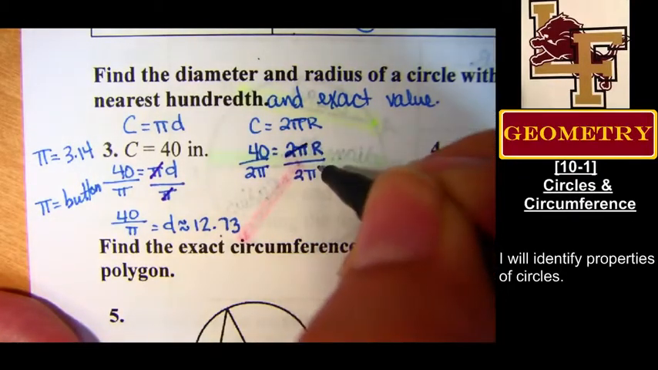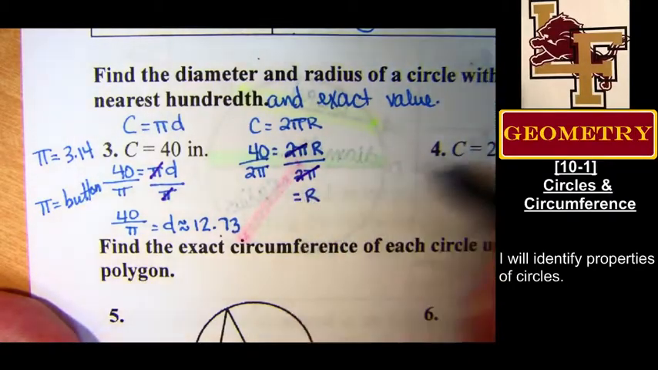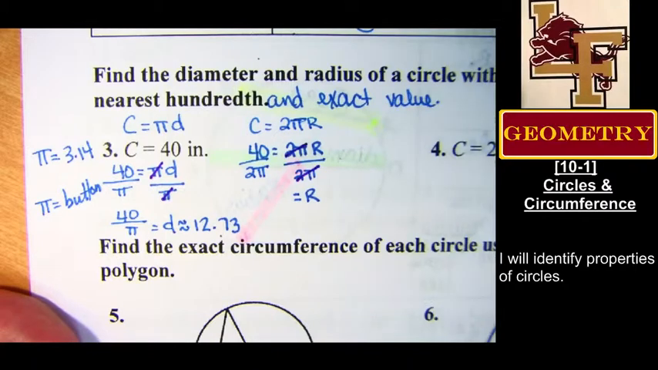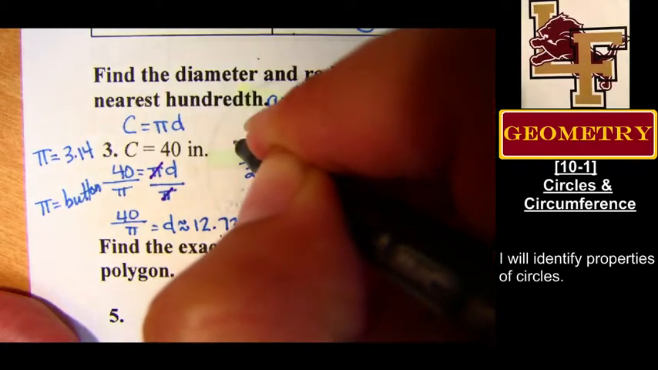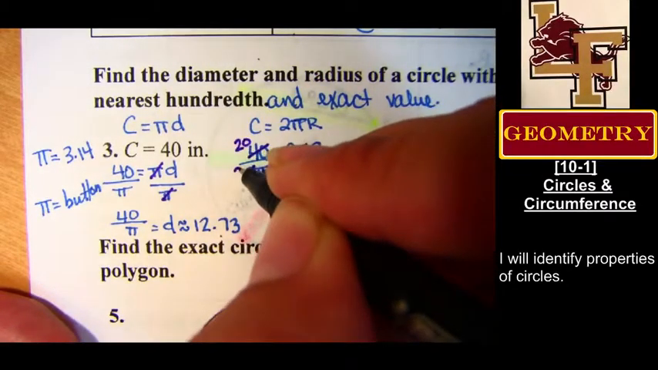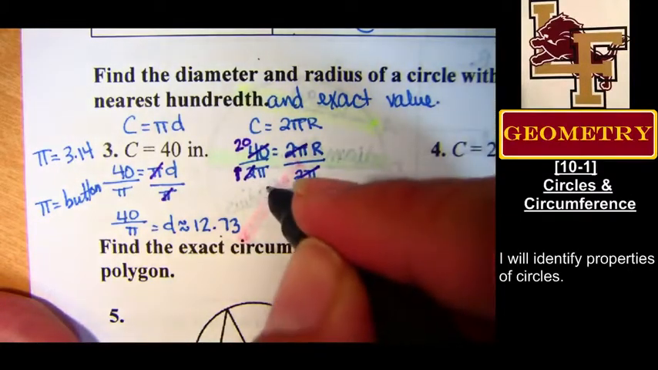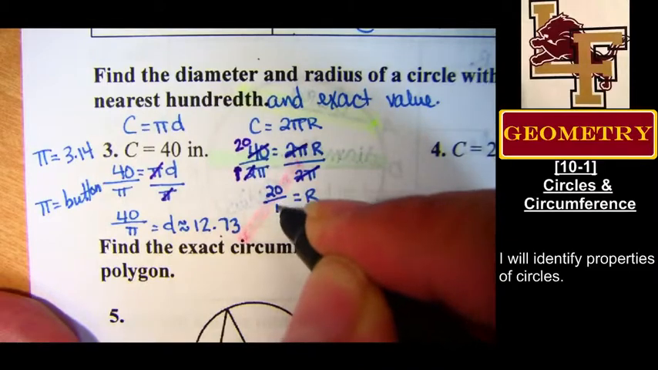The 2 pi's here on the right cancel, leaving me with just the radius. Now on the left, I have 40 divided by 2. 40 divided by 2 is 20. That number is going to be on the top. And I'm going to divide 2 by 2, which is 1. So now here on the left, I have 20 divided by pi.